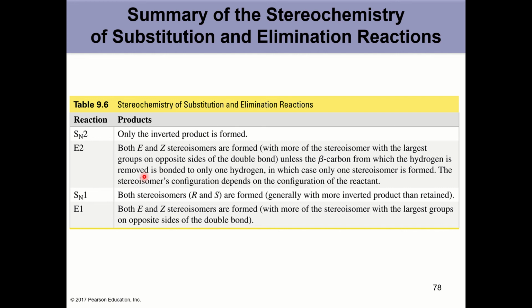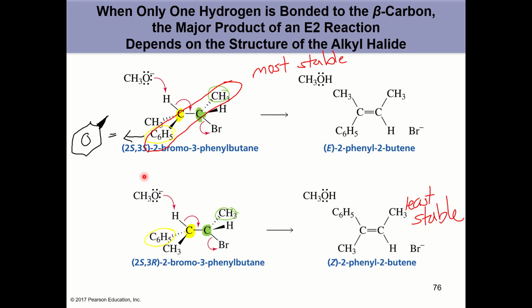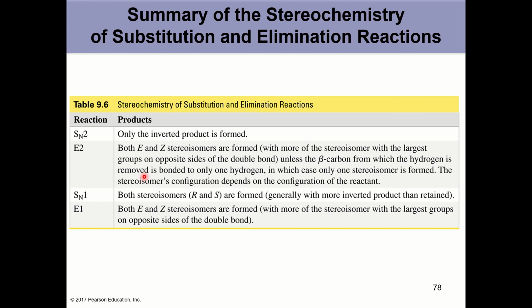Both stereoisomers, R and S, are formed for SN1 reactions, and which one is slightly in higher yield depends on which would have the inverted configuration. Whichever of the two isomers, R or S, results from the inverted configuration will be present in slightly higher yield. For the E1 reaction, both E and Z isomers are formed, with the E isomer being formed as the major product.